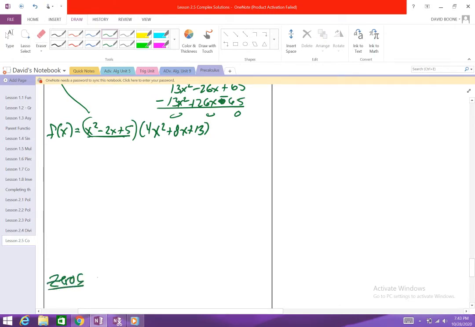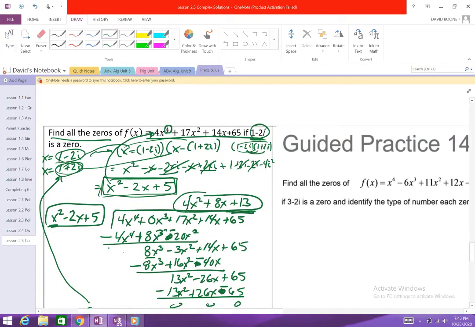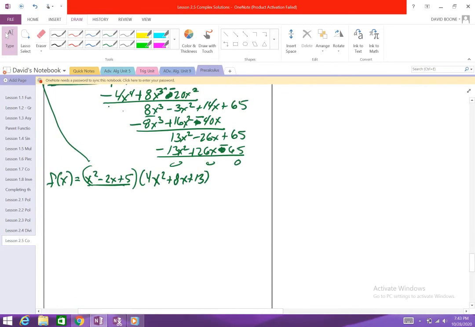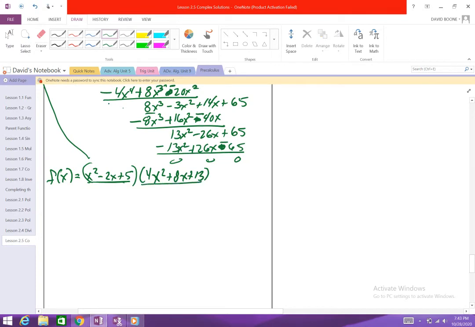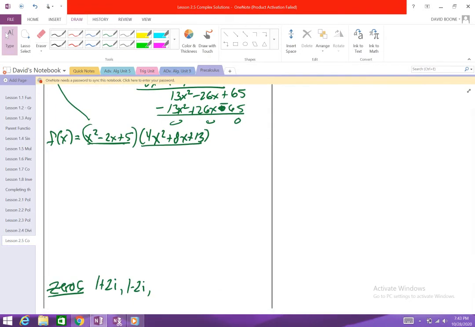So I'm just going to write my final answers down here. My zeros, I know one of them is 1 plus 2i. Another one is 1 minus 2i. The other two, because again, remember we get 4 of these because the degree is 4, are going to come from this quadratic. Let's review by using the quadratic formula.